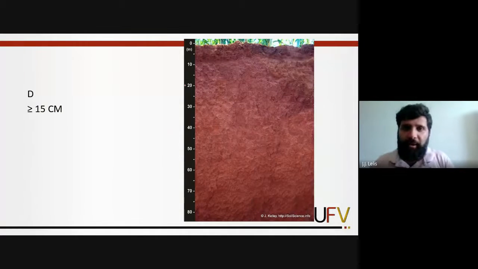So we can see some transitional zones like here and here, the changing of this brown and reddish color, and this has a zone that's thick. It's more than 15 centimeters. So we define that we have a diffuse transitional. Okay.